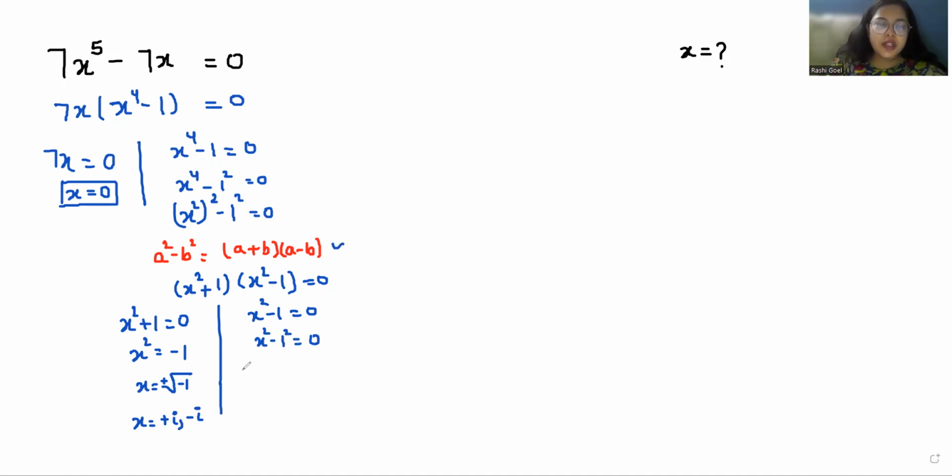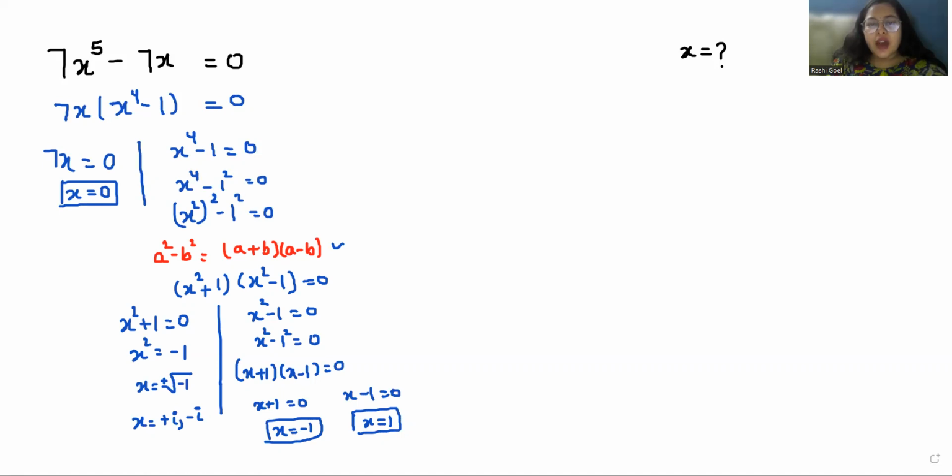Again, I'm going to use this identity. So (x + 1)(x - 1) is equal to 0. So if x + 1 is equal to 0, the value of x is -1. And if x - 1 is equal to 0, the value of x is +1.